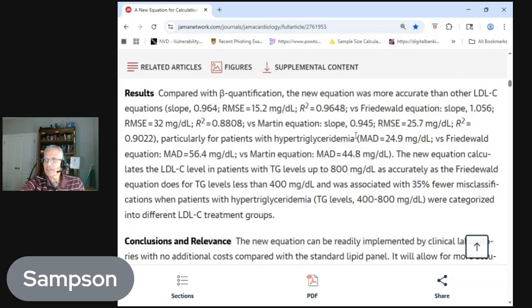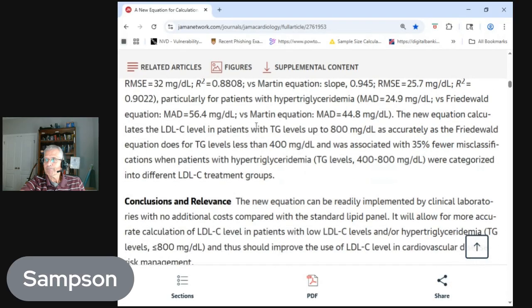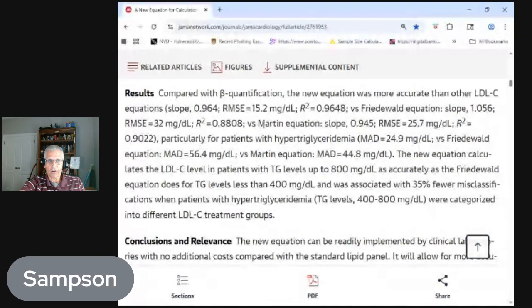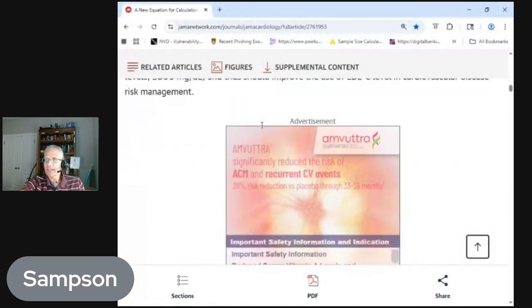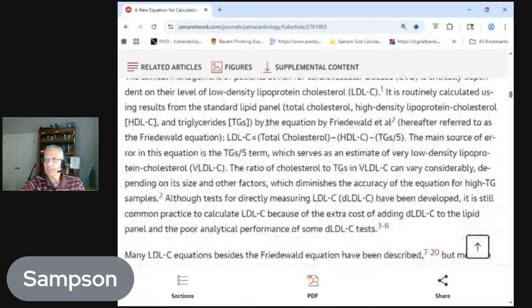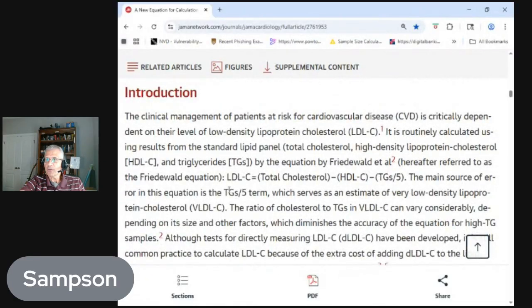This is the root mean squared error. And it talks about the Martin equation, the Friedewald equation, all that. But let's talk about what the equations are. So this is the Friedewald equation, which I just mentioned.